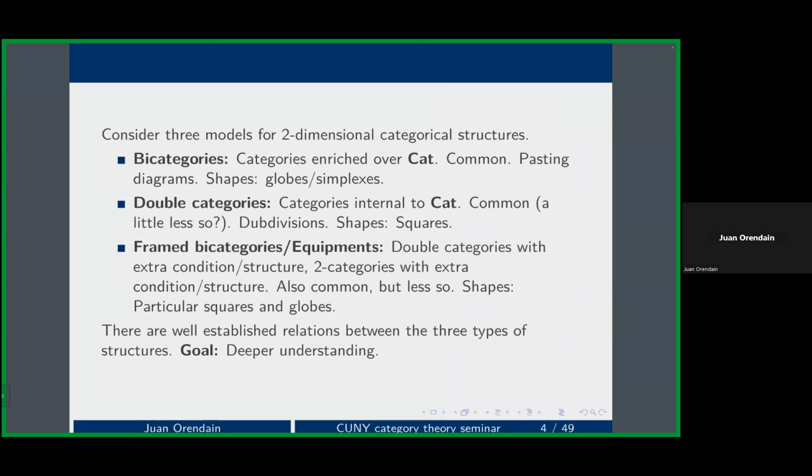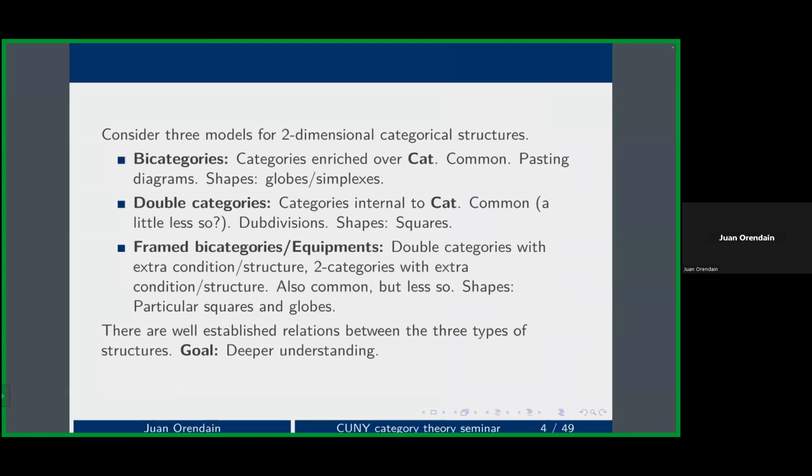The game you play when you work in bicategories is the game of pasting diagrams. And the shapes of your 2-morphisms or 2-cells are either globular or equivalently kind of simplicial. Bicategories are very well studied, they've been around for a very long time, and very important people have done very important things on them, and they're pretty well understood in some sense.